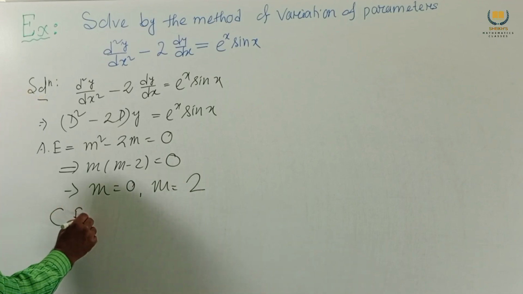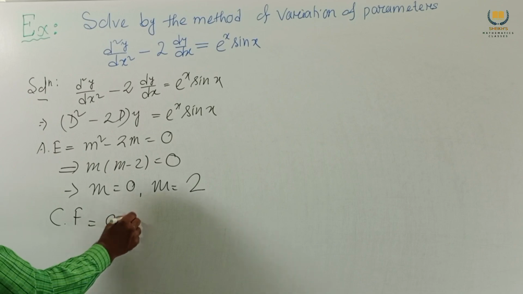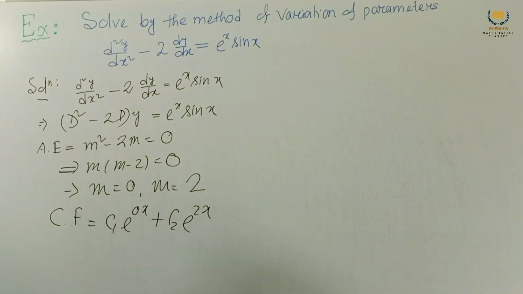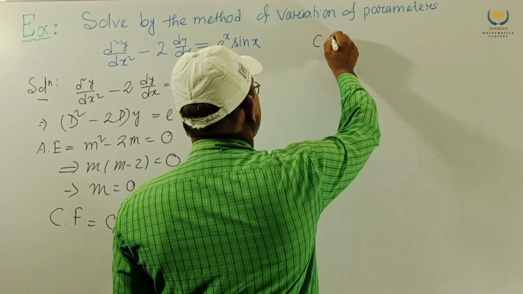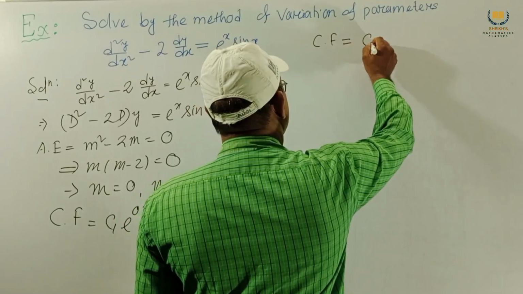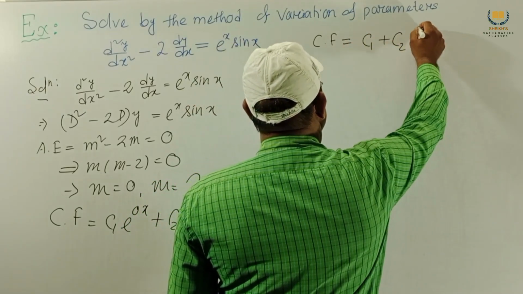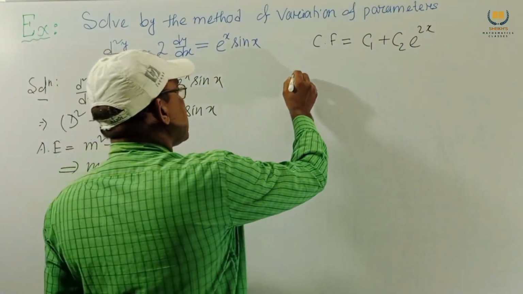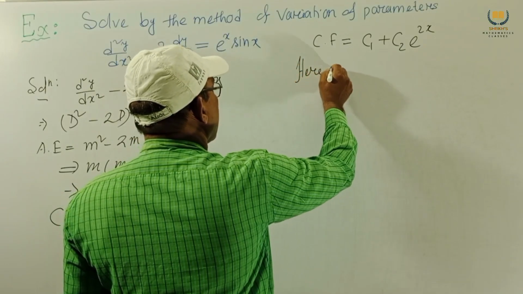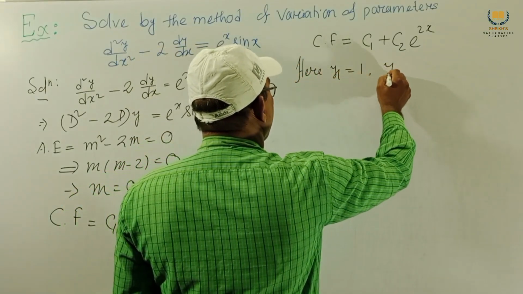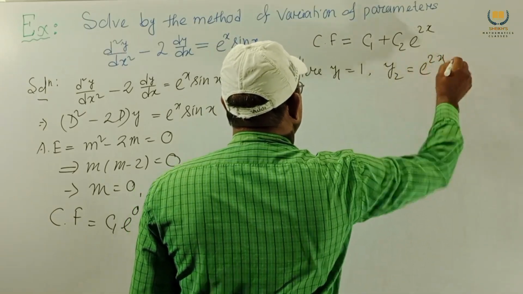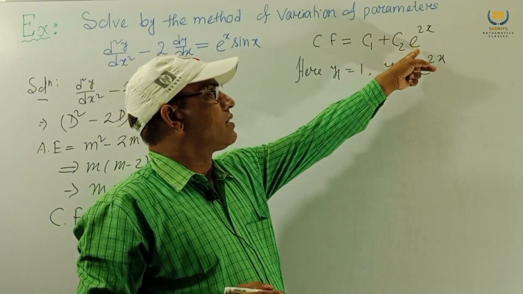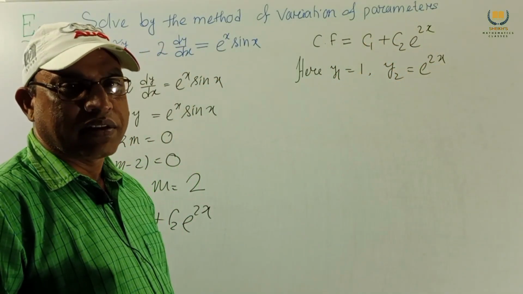Therefore complementary function equal to c1 e to the power 0x plus c2 e to the power 2x, or we can write CF equal to c1 plus c2 e to the power 2x. We get this. So here y1 equal to 1 and y2 equal to e to the power 2x. This c1 into 1 and c2 into this, one is considered y1, another is y2.